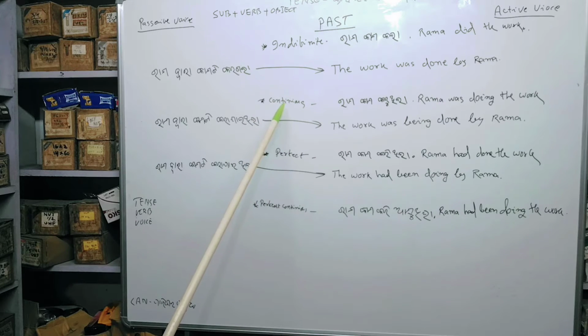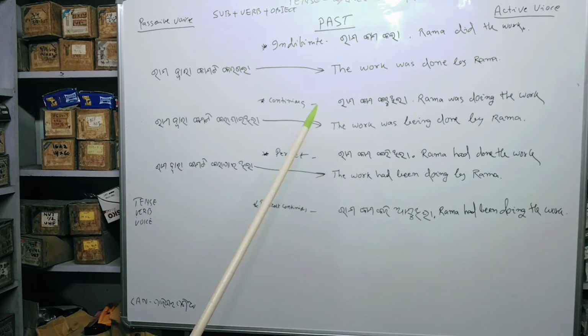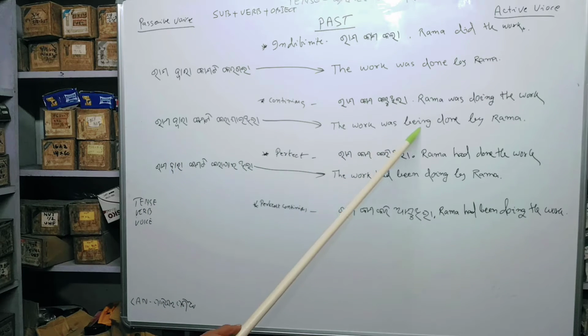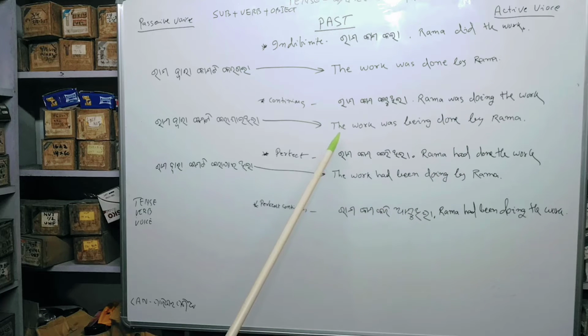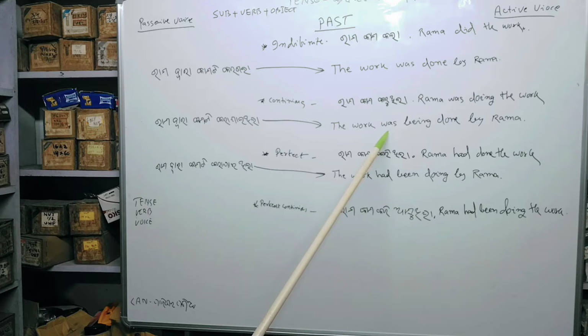Past continuous: Rama was doing the work. In passive voice: the work was being done by Rama. In present tense, the work is being done by Rama. In past tense, the work was being done by Rama. Instead of is, we have to use was here. The work was being done by Rama.